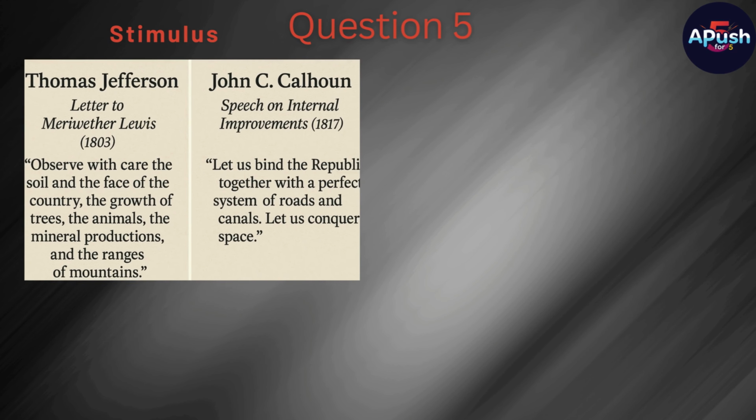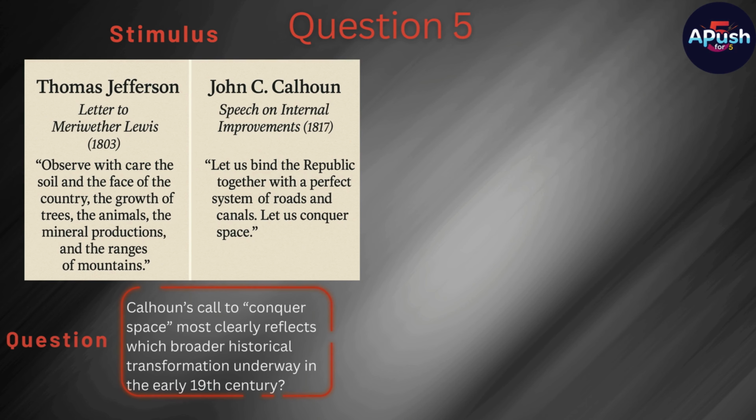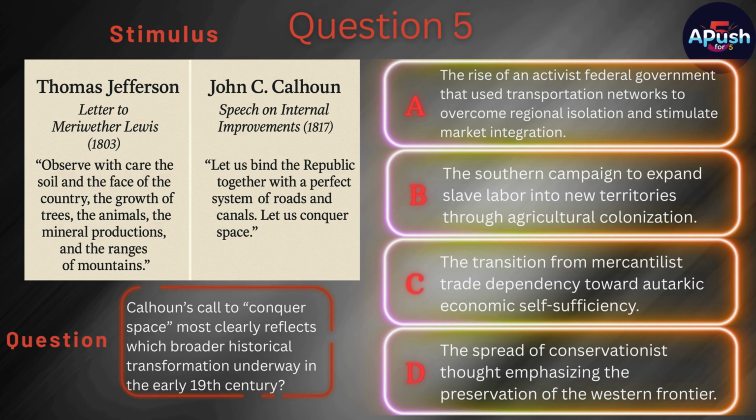Question 5. Stimulus. See image. Question. Calhoun's call to conquer space most clearly reflects which broader historical transformation underway in the early 19th century? A. The rise of an activist federal government that used transportation networks to overcome regional isolation and stimulate market integration. B. The Southern campaign to expand slave labor into new territories through agricultural colonization. C. The transition from mercantilist trade dependency toward autarkic economic self-sufficiency. D. The spread of conservationist thought emphasizing the preservation of the western frontier.